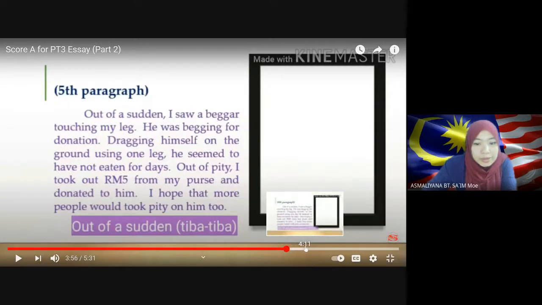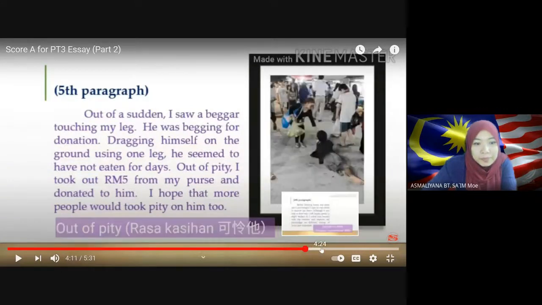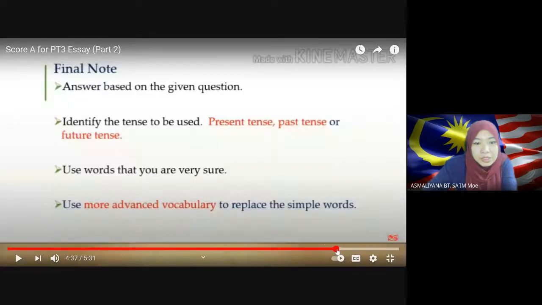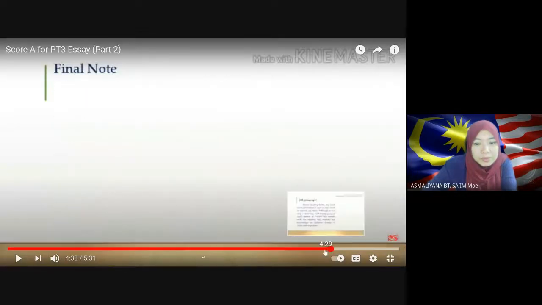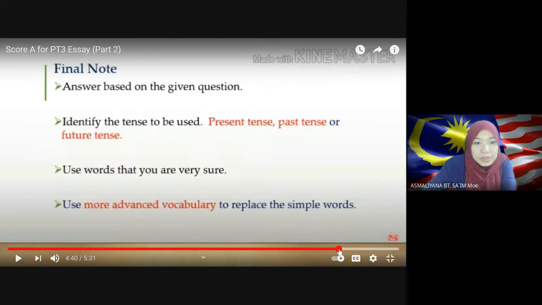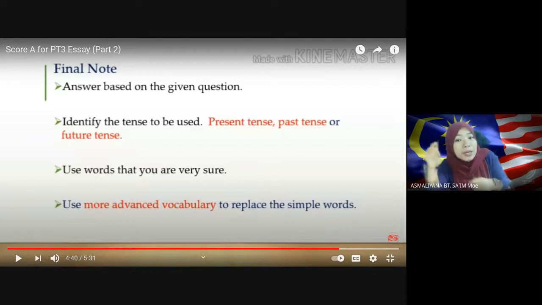Okay, fifth paragraph. This one has a picture. This is a story. Before heading home. Before heading home, my story. This one talks about a story. Okay, so if it's a question, identify. Answer based on the question, identify the tense. Present tense, past tense, or future tense. If it asks you to tell what happened, past tense.